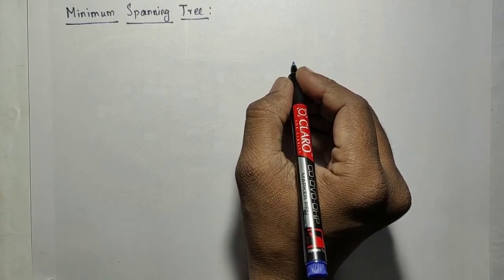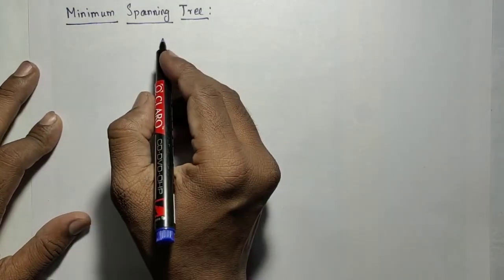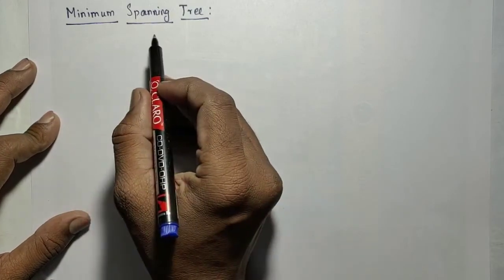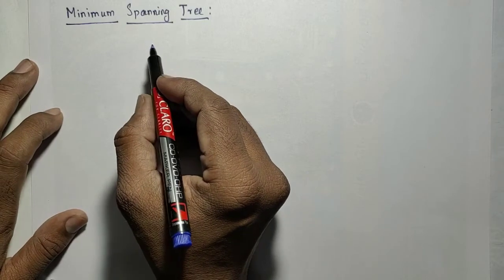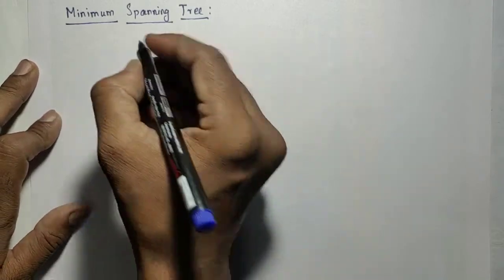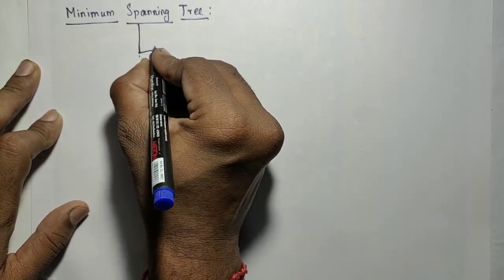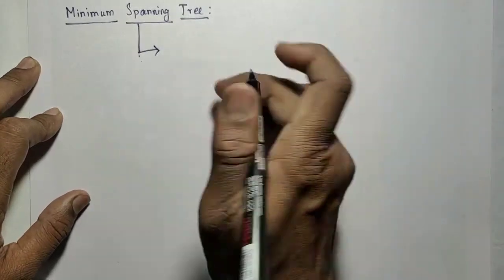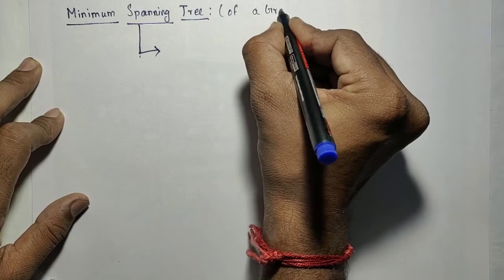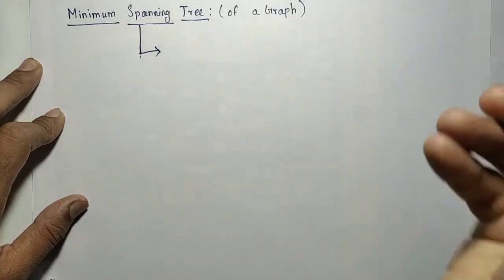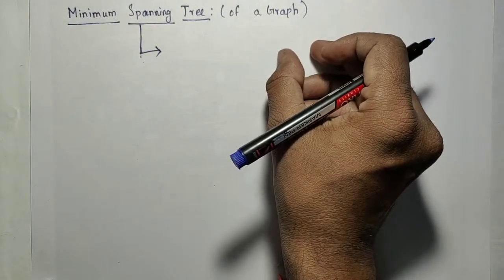In this session, we'll discuss the minimum spanning tree. So we need to know what is a spanning tree, then what is a minimum spanning tree, and what are the algorithms available for finding the minimum spanning tree of a graph. So first we will discuss what is the spanning tree. Okay. So minimum spanning tree of a graph. So the input is a graph, we are going to find that minimum spanning tree.